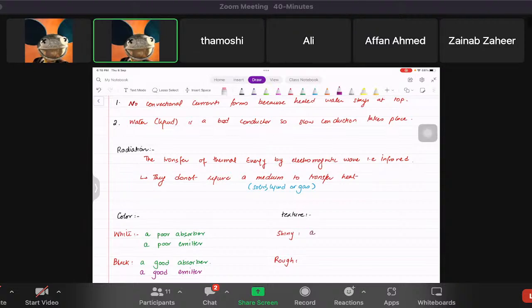Now, shiny is basically a good reflector. So if you put a shiny cloth over your car on a hot day, it would stay cool. Why? Because it would reflect the radiation far better than a rough one, because a rough texture is a good absorber. Good absorber, or we could write poor reflector, so you guys can remember that. So if you make a rough surface, it is not going to dissipate or reflect the heat as much as the shiny one, and that would cause things to get warmer. I hope everybody understands this.